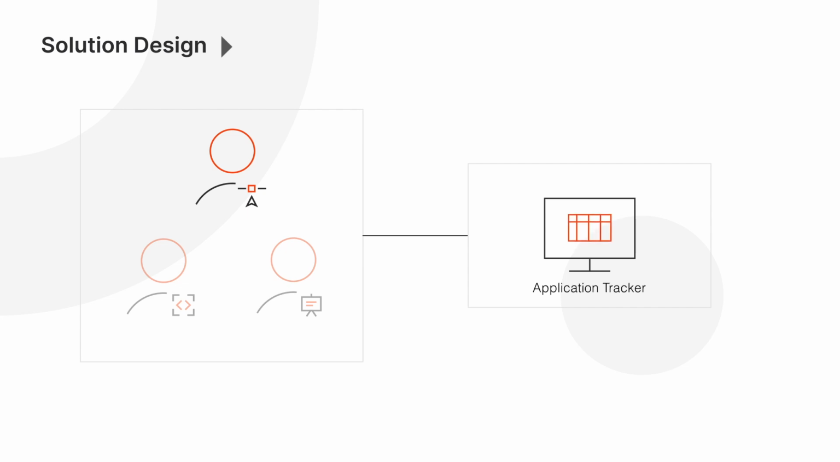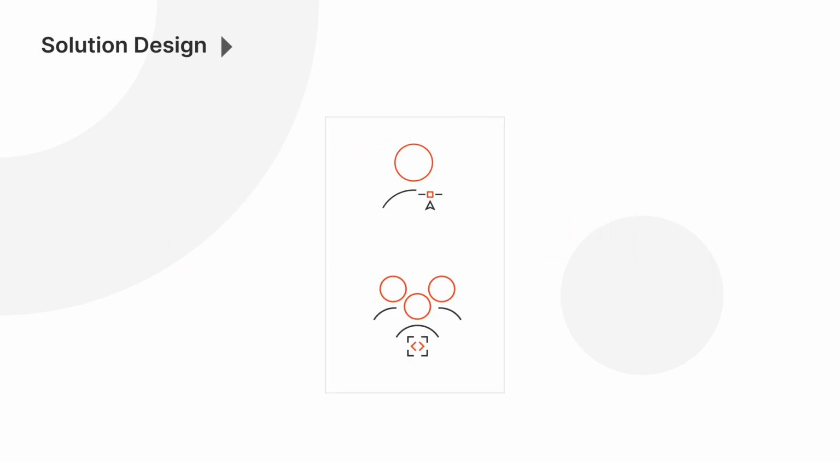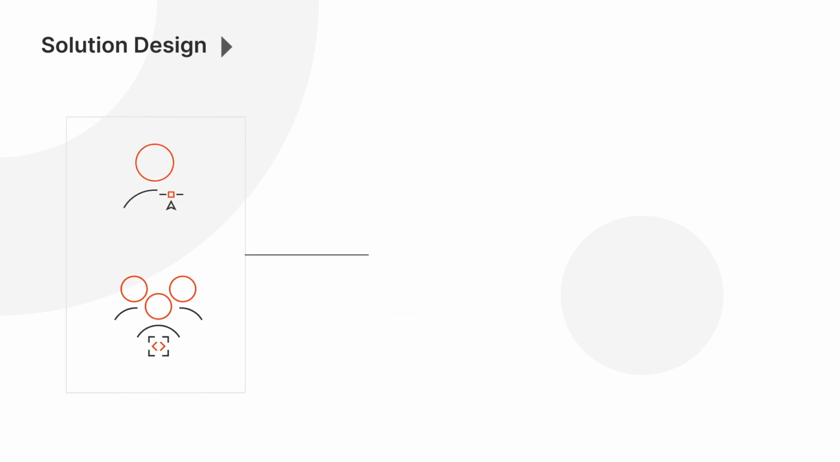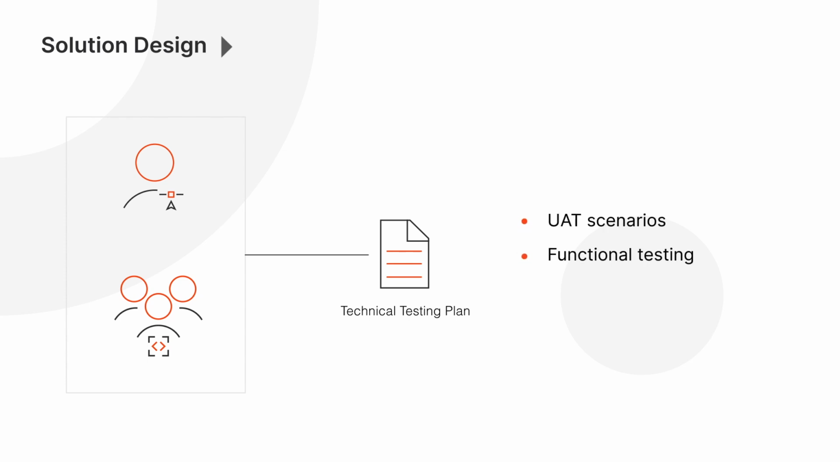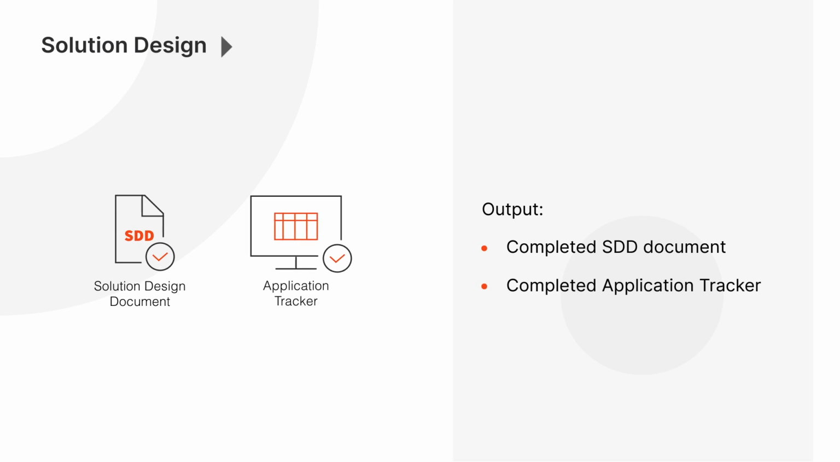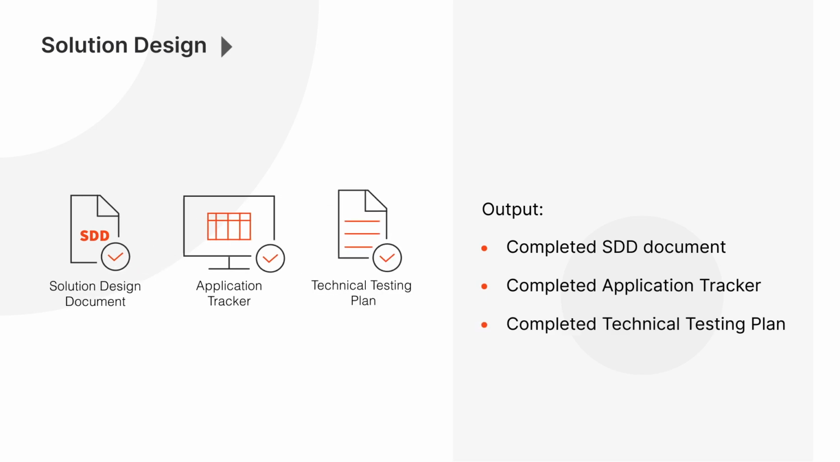The application tracker is used to record access required by the developers to build the automation and for the automation to be run in UAT and production. Once a solution has been determined and fleshed out, the solution architect and automation developers work together to prepare the technical testing plan, which should encompass UAT scenarios, functional testing, and system integration testing. The outputs of this stage are the approved solution design document, completed application tracker, and completed technical testing plan.